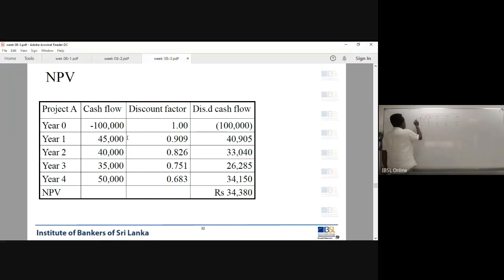I'll put the figures and show you the board. This is 100K. R1 is 45. R2 is 40. 35K and 50K.